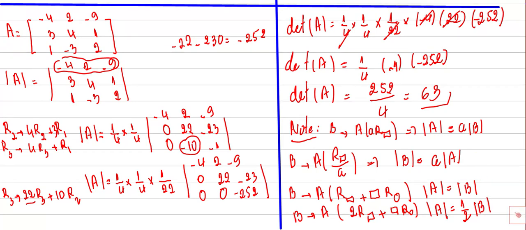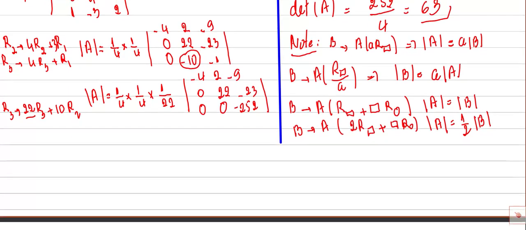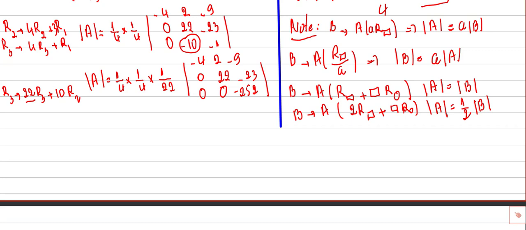And the special case: if we have matrix A equal to A11, A12, A13; 0, A22, A23; 0, 0, A33.